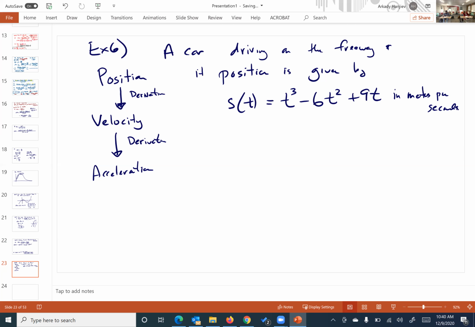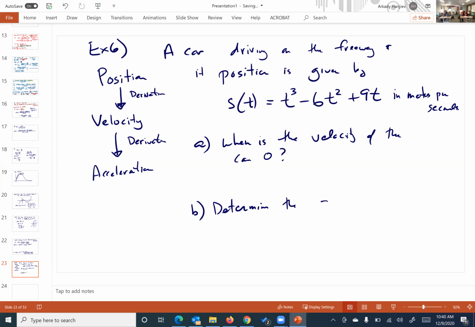I got two pieces for you here. So first things first, when is the velocity of the car 0? And this is kind of tricky here. If that's the case, determine the acceleration.